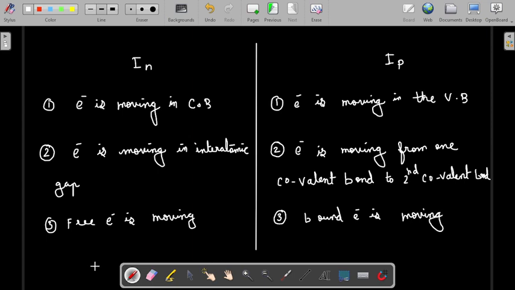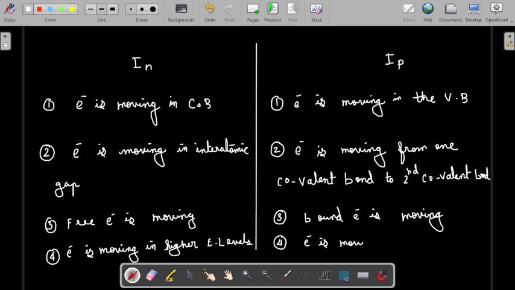And the fourth one is that the electron is moving at a higher energy level, like in the conduction band, higher energy levels. So the fourth part is that the electron is moving at a lower energy level, because this is a force. The electron is moving in lower energy levels. Okay, I hope this is making sense.